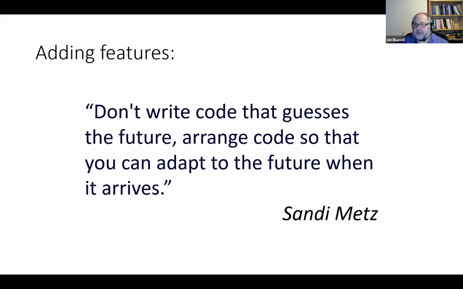So, adding further features. This is a quote from Sandi Metz: don't write code that gets to the future, arrange code so that you can adapt to the future when it arrives. Because you're writing small functions and you're composing bigger functions out of small functions, this just naturally happens. It's very rare that you make a decision that's not undoable, that you can't step back from. There are times when you do things in object-oriented code where, if you want to put an abstract base class in there or something like that, it's quite a major move.